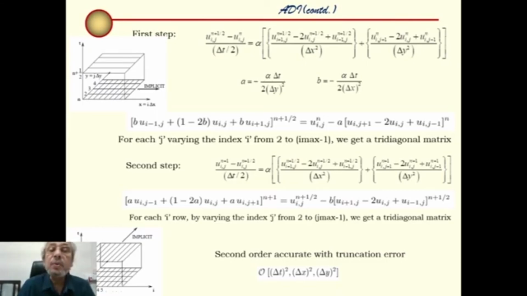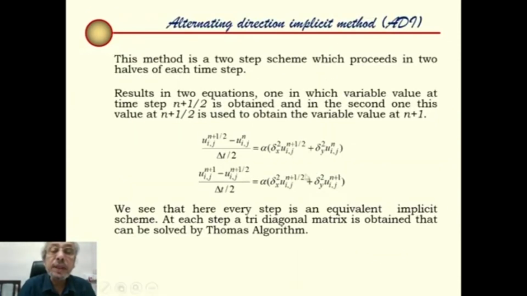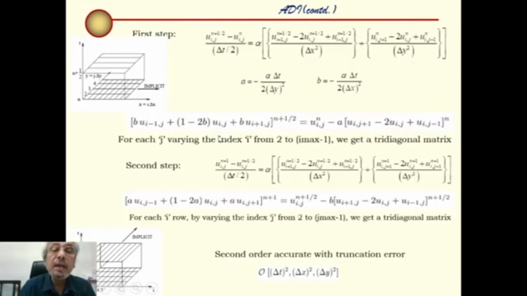To explain it a little more, the first step we wrote here is progressing from the nth level to the n plus half level. So u_ij^(n+1/2) minus u_ij^n divided by delta t by 2 is equal to the right hand side, where the central differencing operator in the x direction has been applied to the variables at the n plus half level, whereas at the nth level the central differencing operator in the y direction has been applied.